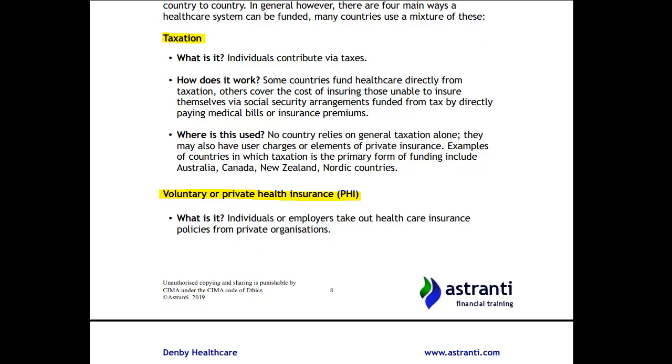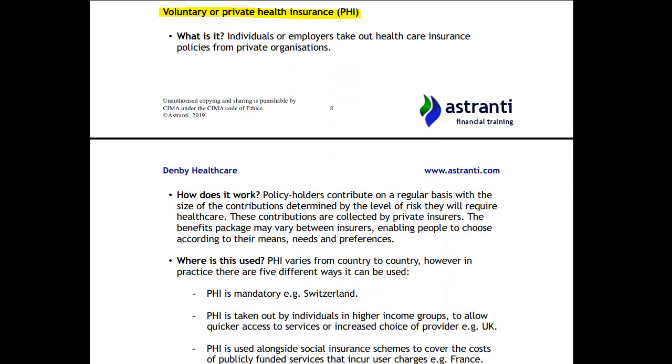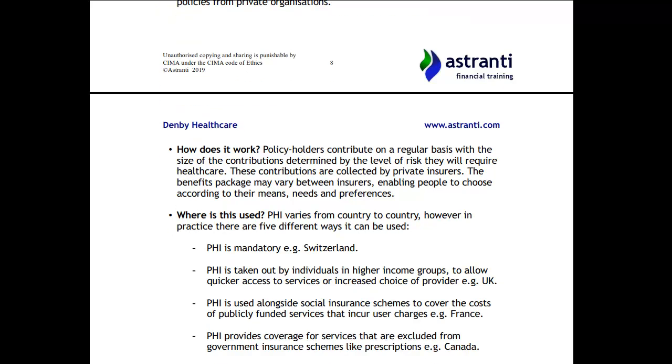And there's a range of different companies that provide private healthcare, but policyholders need to contribute on a regular basis, and the size of the amount that they contribute is determined by the level of risk that they're going to require healthcare. So essentially, the older you get, the higher your premiums get. If you're in a high-risk group for a certain disease, for example, then that might increase your premiums. And these contributions are collected by the private insurers, and then should private treatment be required, the private insurer will essentially cover the cost of that treatment or cover the cost of part of that treatment.